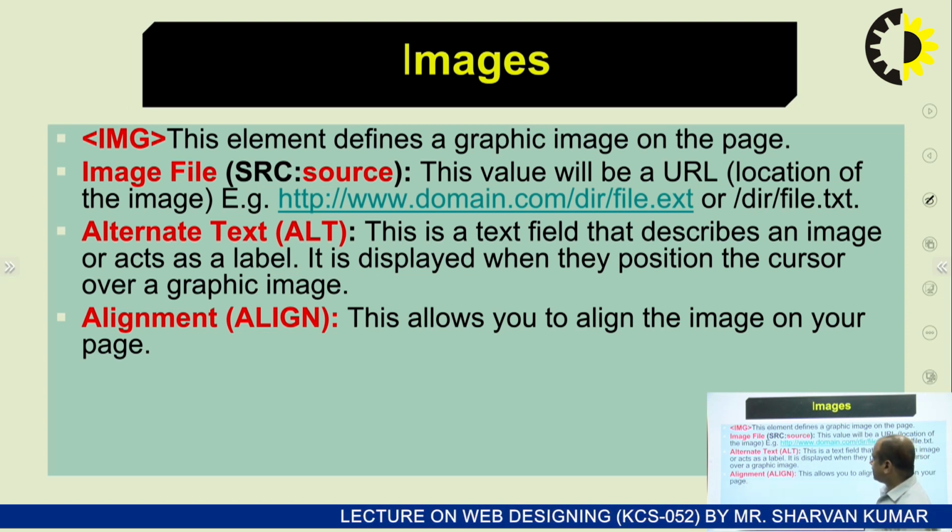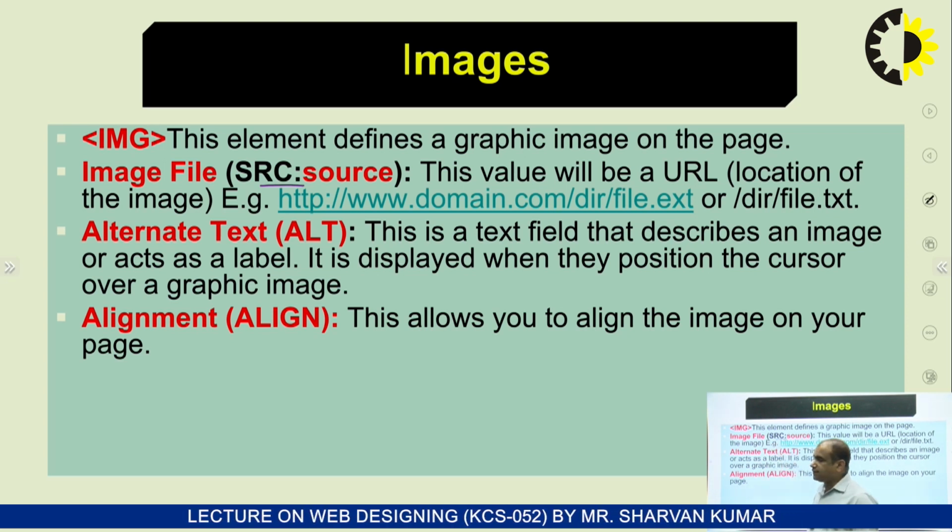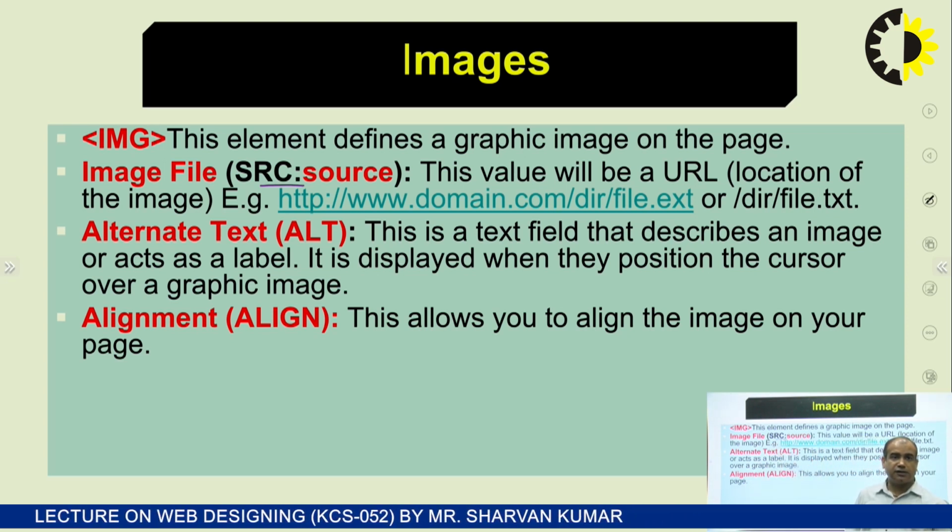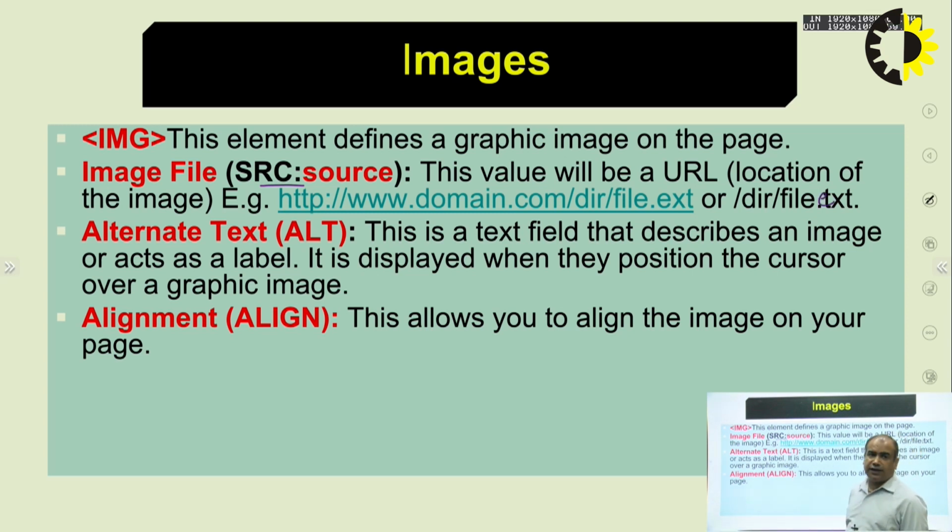Second is the src attribute. src represents the URL or location of the image that is placed at any source location. So the value will be the URL, either this way or a particular directory. Next is the alt attribute. Alt represents the alternate text value in case the image is not there. This is the text description. If the image is not loaded at runtime, the alternate text will appear.